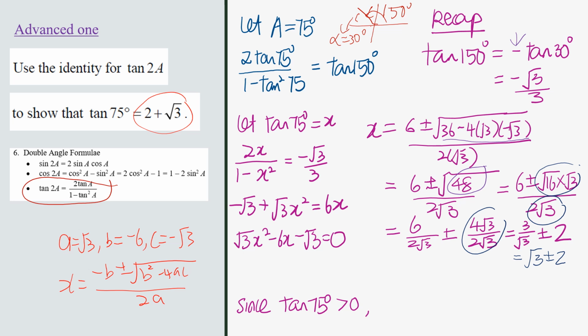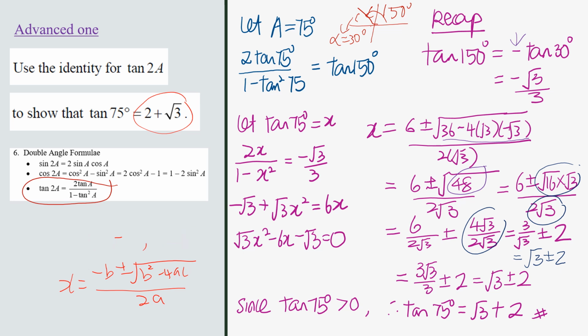Because your x represents tangent 75, and 75 degrees is an acute angle, tangent 75 will be in the first quadrant, and tangent 75 will be positive in the first quadrant. So therefore you reject square root 3 minus 2. You only accept square root 3 plus 2, because square root 3 minus 2 will give you a negative value. Right, so this is how you do these advanced questions.